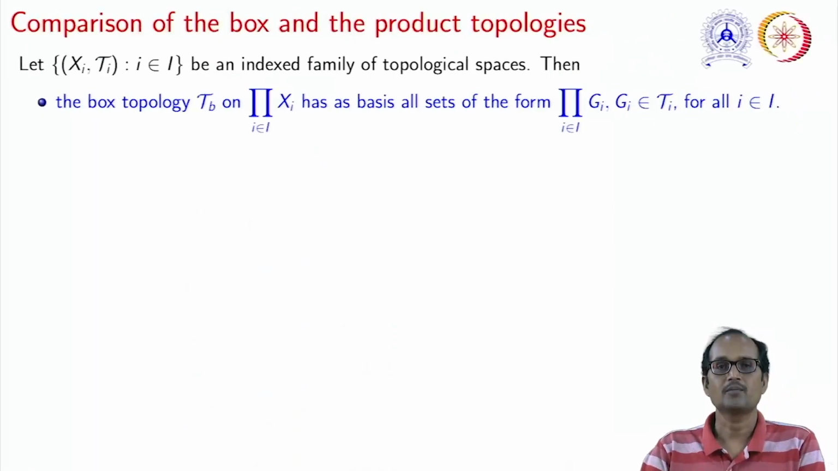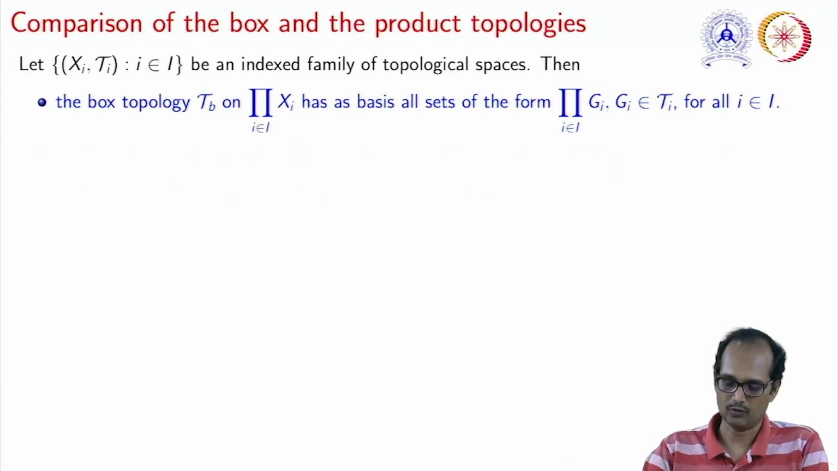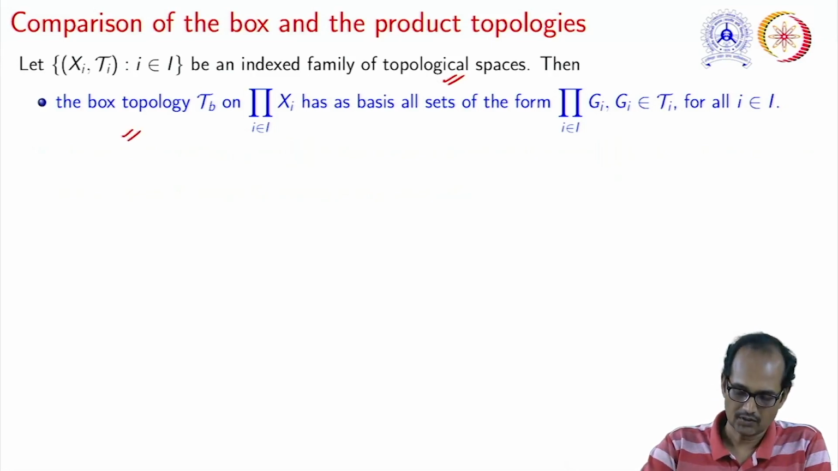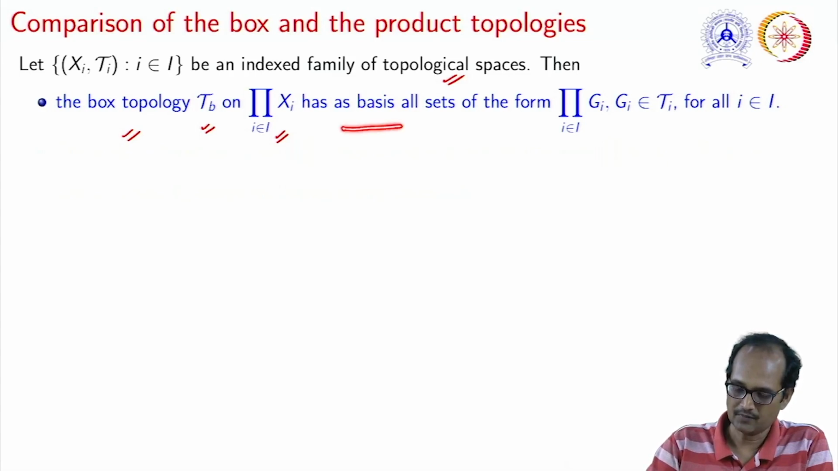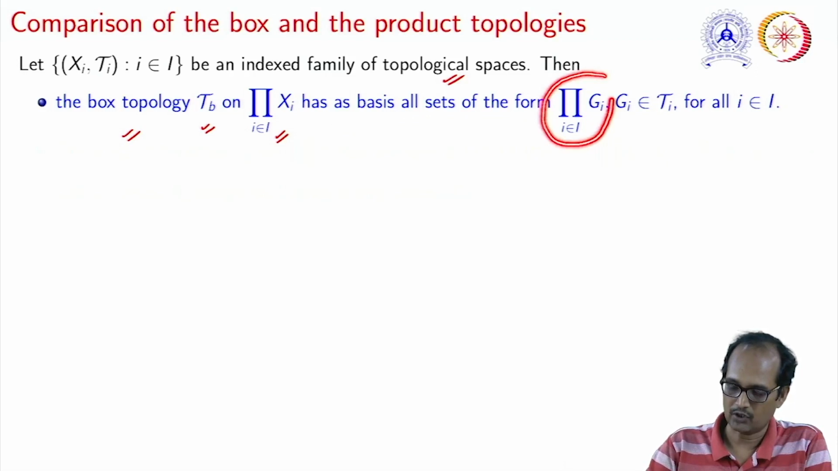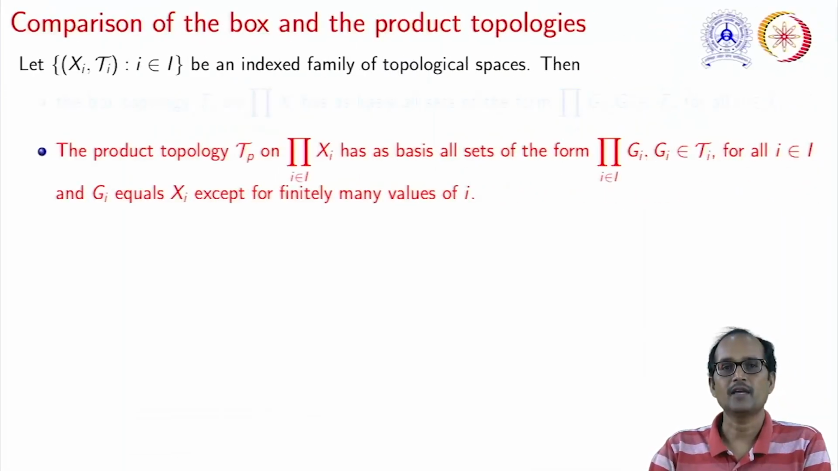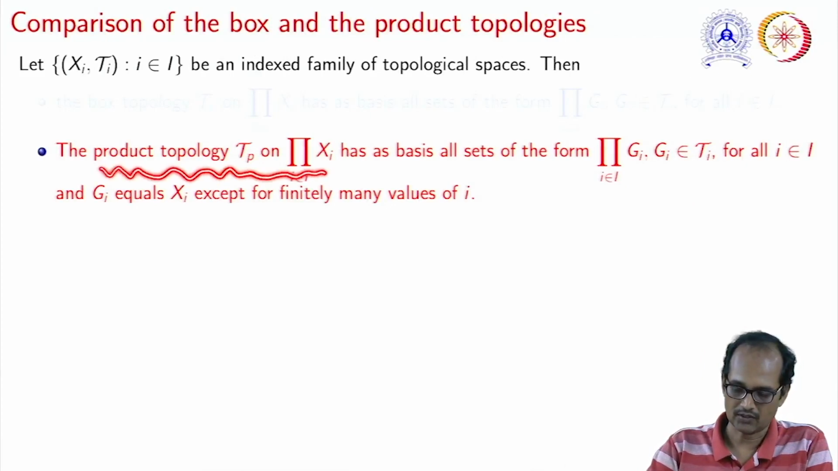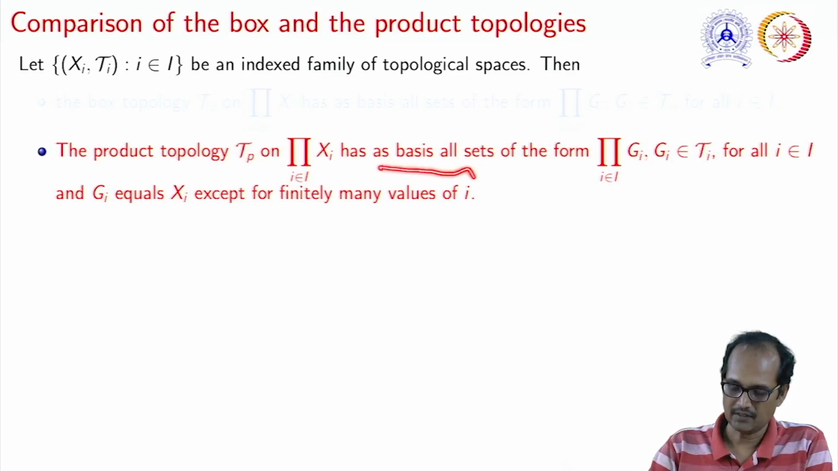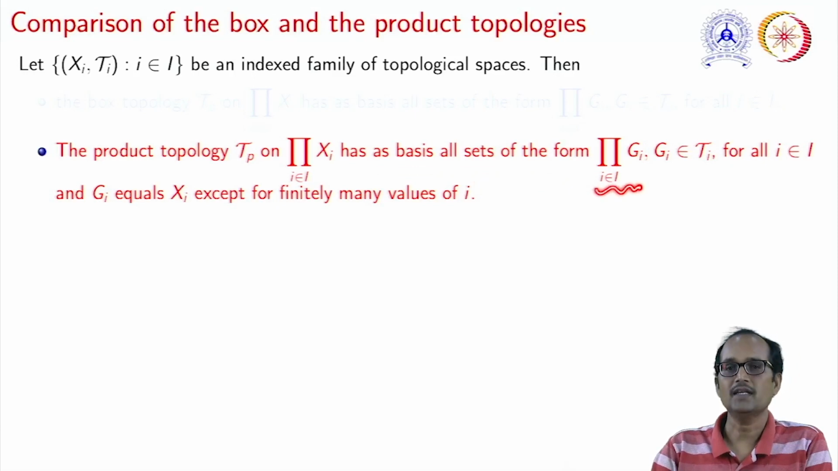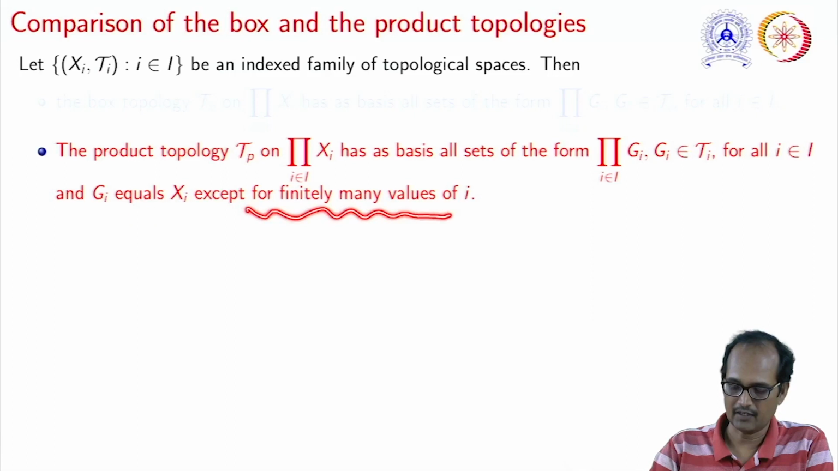Let us summarize what we have seen. If we have an indexed family of topological spaces, then the box topology, let us denote it by tau b, on the product of these sets Xi has as basis elements all the sets of this form, that is, the product of Gi, Gi belongs to tau i, i belongs to I. Coming to the other topology, the product topology, let us denote it by tau p, this topology has as basis all sets of the form product of Gi, i belongs to I, where Gi belongs to tau i, with the condition that Gi equals Xi except for finitely many values of i.